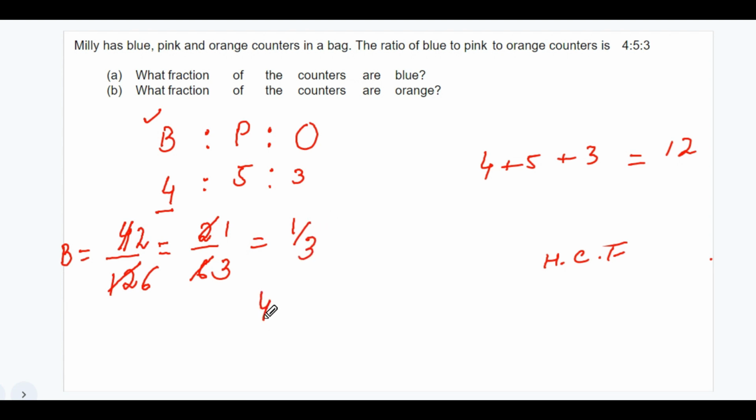Now you can directly do it like this: 4 times 1 is 4 and 4 times 3 is 12. Then you will find your answer directly equal to 1 by 3. But I told you that in case you couldn't find how to do it, you can start from 2 or 3, whatever is convenient for you. Okay, so now it's done. We found the fraction. Now the fraction of the counters that are orange, you can do yourself the same way. Okay, now look at the next question.